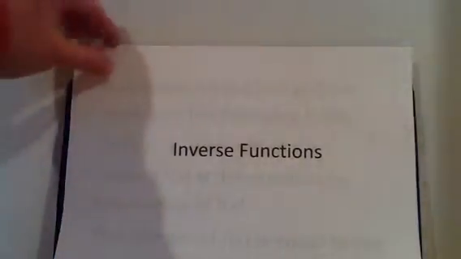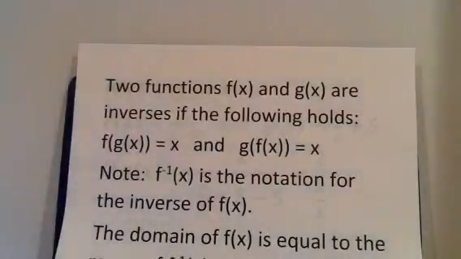Inverse functions. Two functions f of x and g of x are called inverses if the following holds. When you do the composite f of g of x, you get x as the result. If you do g of f of x, you also get x as the result. That's a great test to use to see if two functions are inverses of each other.